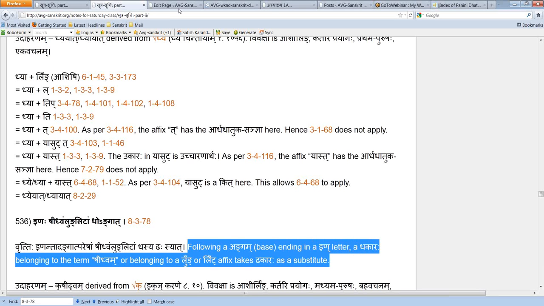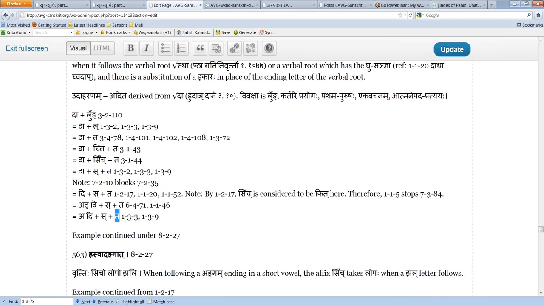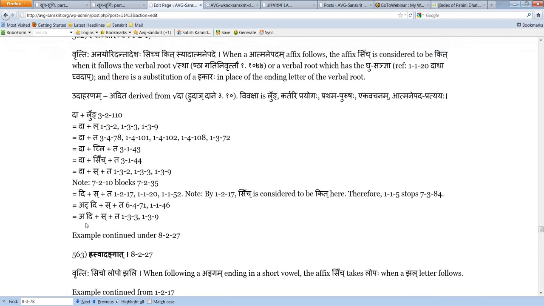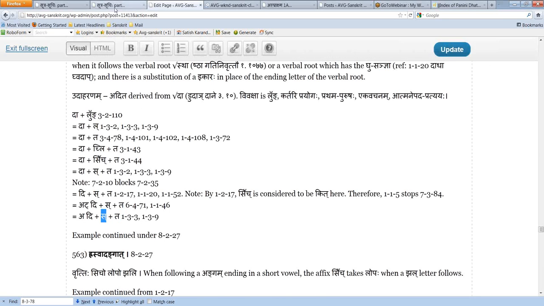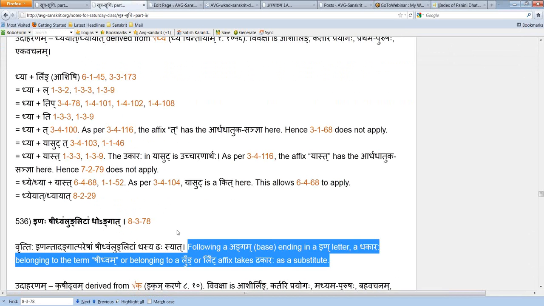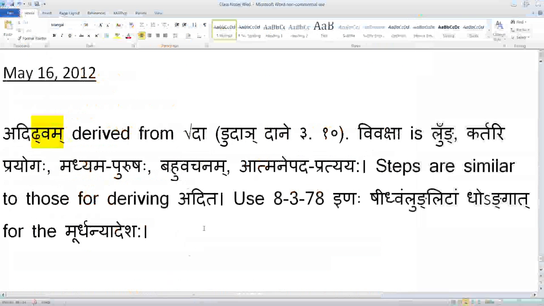So if we consider Madhyama Purusha Bahuvachanam and follow all the same steps, we get this Dhvam. And then we'll apply Dhicha to do Sakara Lopaha, and after that we'll use this sutram which we just looked at, Inashidvam Lunglitam Dhongat. I put that in a document here because this is not in the book. So basically I put it here.